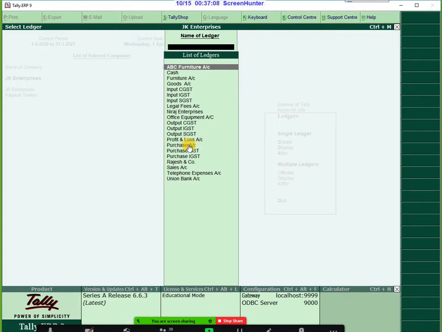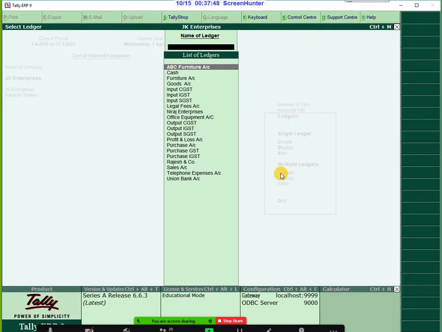Purchase account, under the group purchase account, purchase GST and purchase GST payable, this will be the group for this ledger. Purchase IGST, then Rajesh and Company from which we are going to purchase, then sales account, telephone exchange account and Union Bank account. Okay, these are the ledgers which we require to complete the transactions.